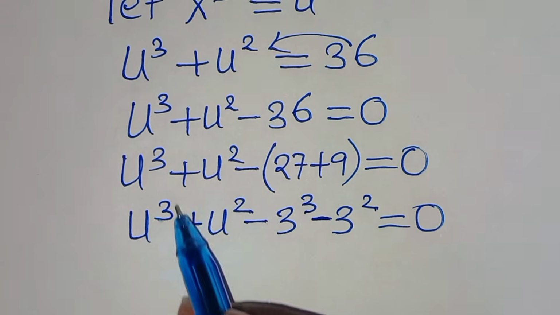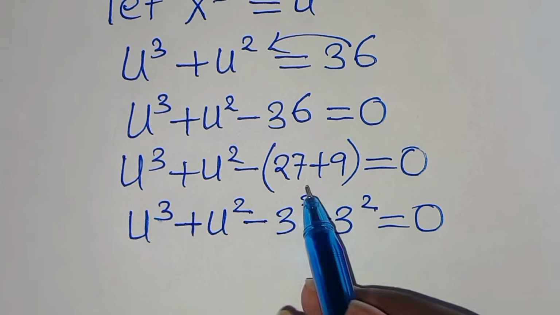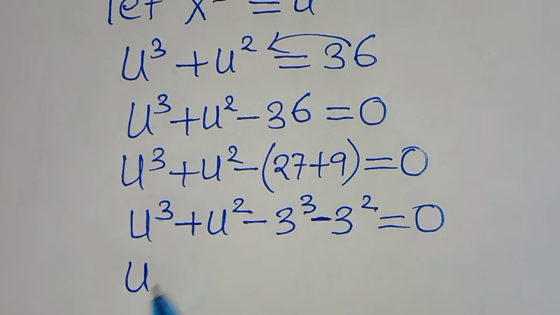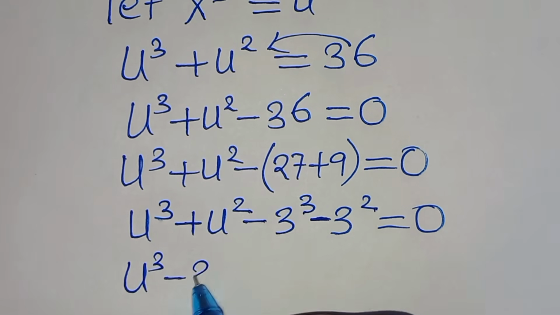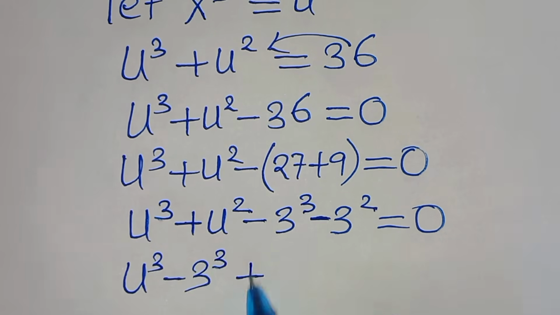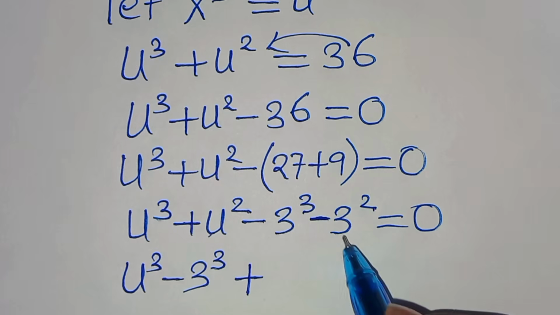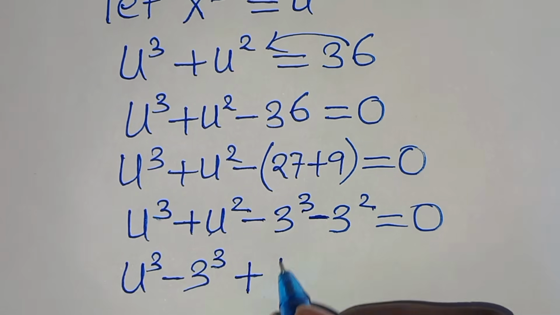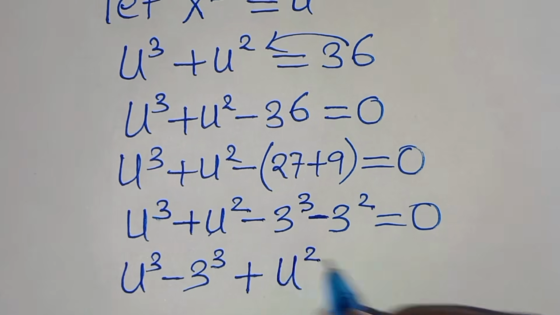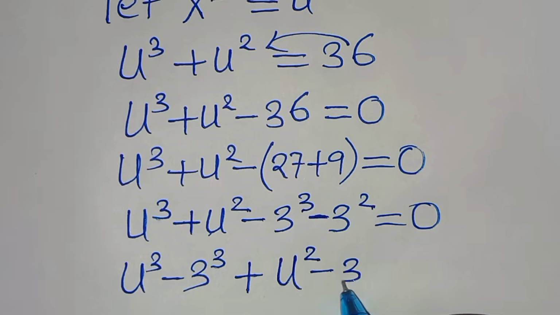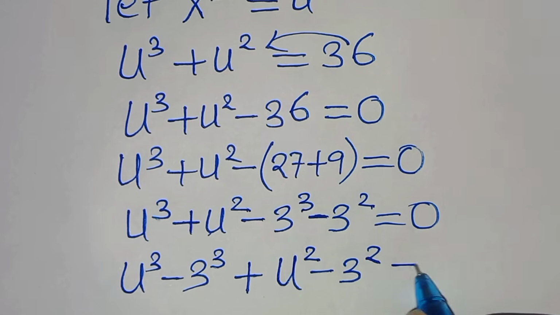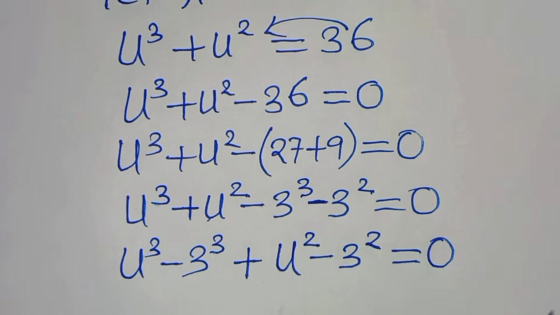So we have u to the power of 3 here and 3 to the power of 3. So we can write this as u to the power of 3 minus 3 to the power of 3, then plus u to the power of 2 here and 3 to the power of 2. So we can write this as u to the power of 2 subtract 3 to the power of 2. This is equal to 0.